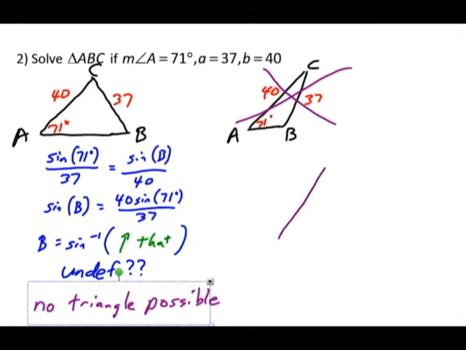Here's what it really looks like. We've got a 71-degree angle. We've got a side of 40, and this side of 37 isn't long enough to reach. It can't connect to the base because it's too short. No triangle possible. So, good news, if your calculator gives you that error, you're done. It's completely undefined. There's no need to even deal with the second case.